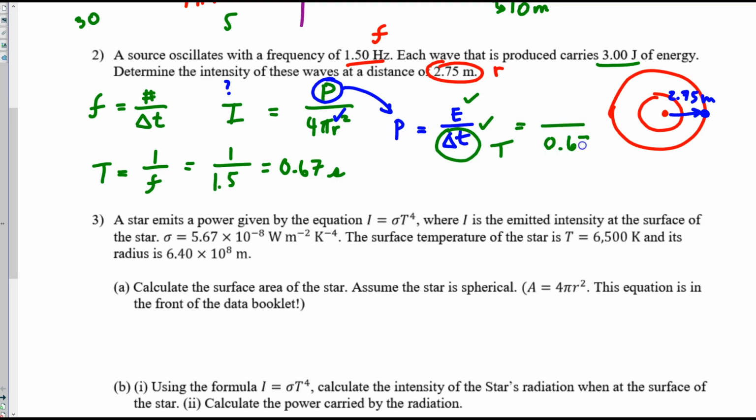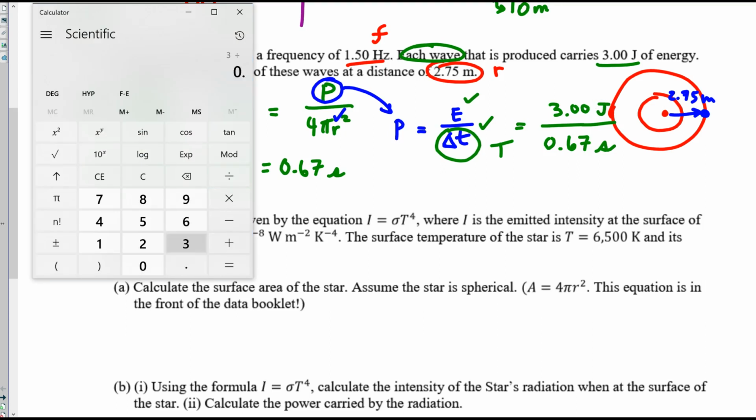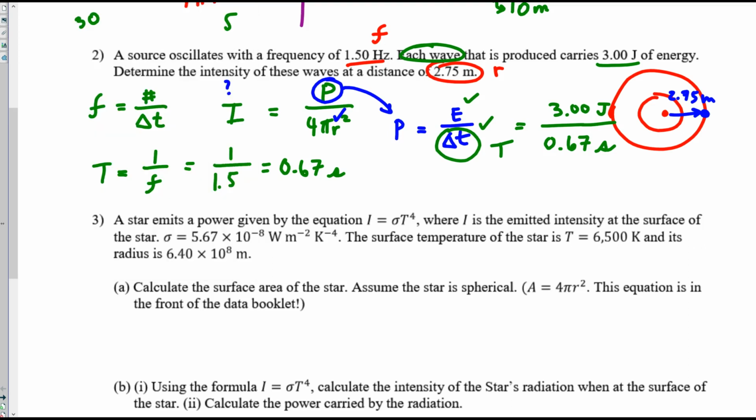Here's the time associated with one complete wave cycle, and they gave the energy for each wave, that's one wave cycle, has this energy. And what do we get? 4.5. Power is 4.5. The unit there is joules per second, or a watt. So now I know the power, that's 4.5. I know R, 2.75. I can calculate intensity.